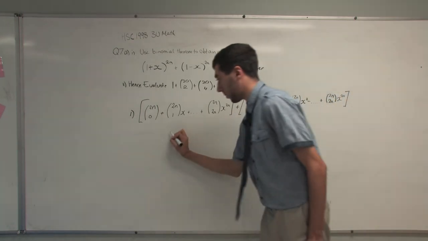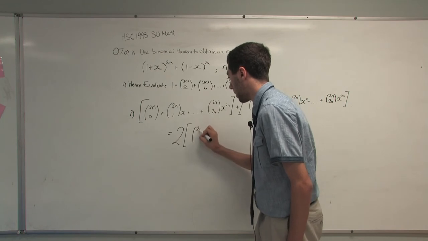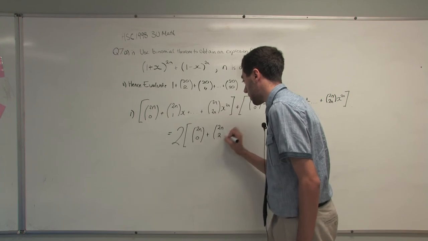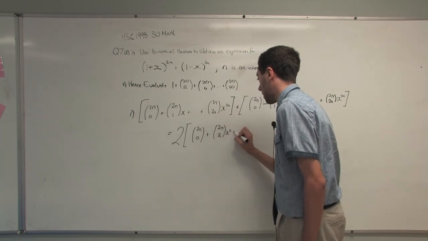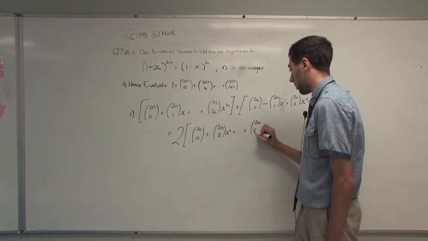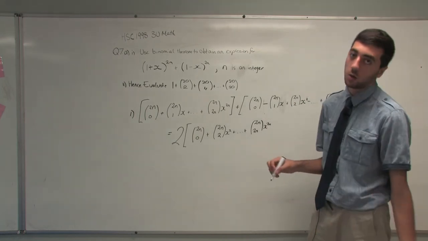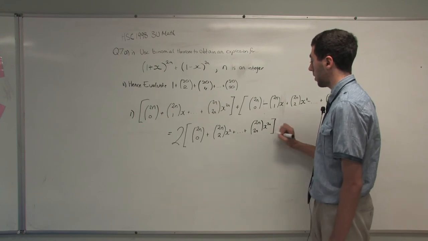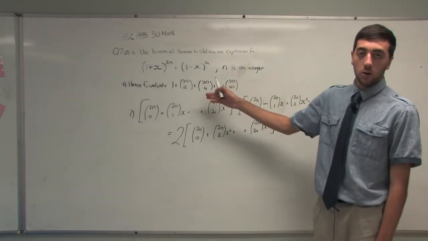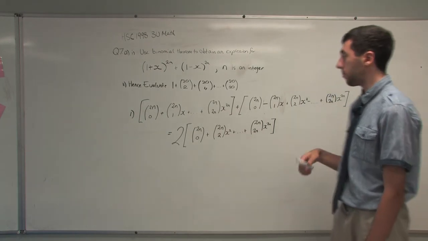So when we add all this together, we're left with 2 lots of 2nC0 plus our second term, 2nC2 x squared, plus dot dot dot, all the way up through the even terms, and then we have our final term of 2nC2n x to the 2n, since we know that 2n is going to be an even number regardless of what n is. And that's the first part of the question done. So what we've learnt is that this expanded with our binomial theorem is in fact 2 times the sum of all the even terms.